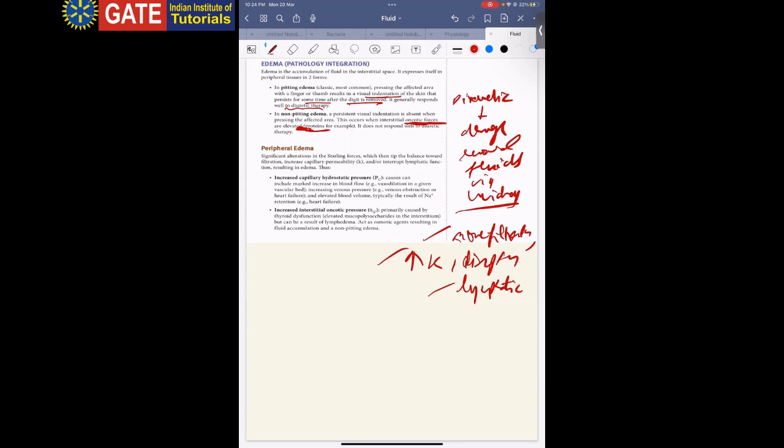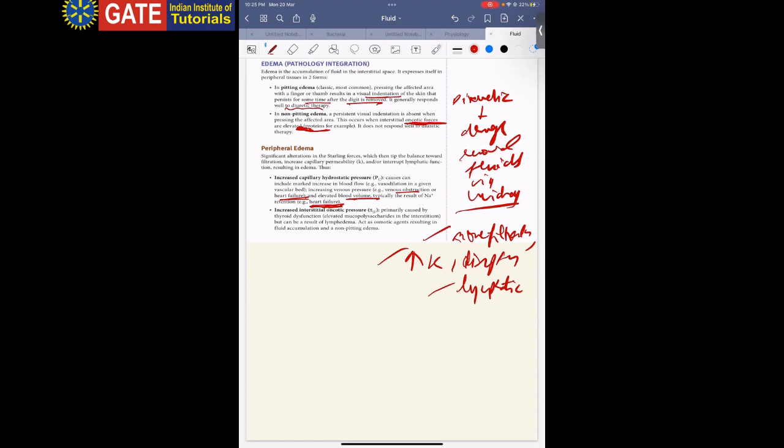So let's talk about the increased capillary hydrostatic pressure. Increased hydrostatic pressure is associated with increased blood flow, or increased venous pressure. For example, if there is a venous obstruction or there is heart failure, or whenever there is an increased blood volume, usually in heart failure. In heart failure, there is sodium retention causing the increased blood volume. If there is a venous obstruction, that can also increase the hydrostatic pressure.